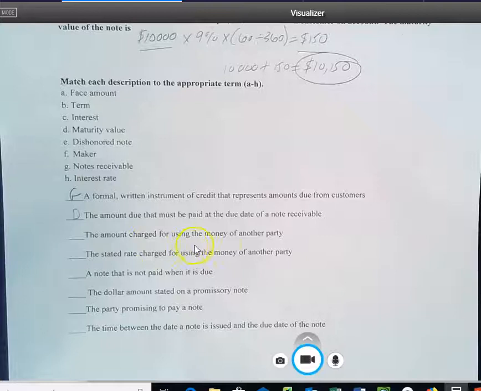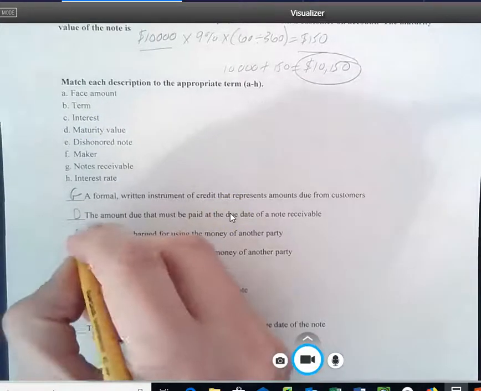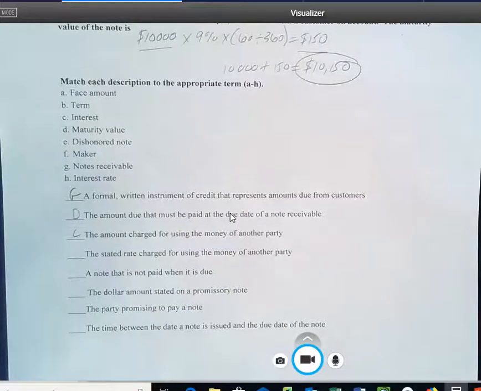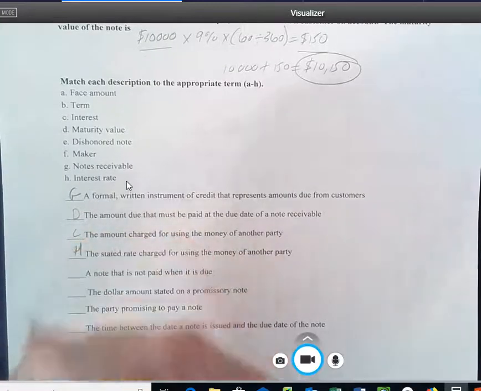The amount charged for using the money of another party. What do you think? Interest rate? Probably the answer here is just going to be interest. I did not do these in advance, so hopefully I'm right. The stated rate charged for using the money of another party. Well, this would be the interest rate.